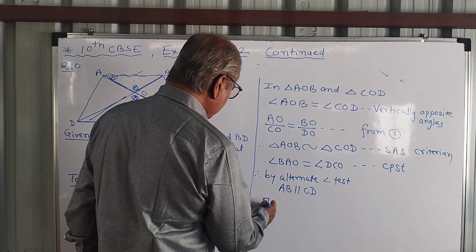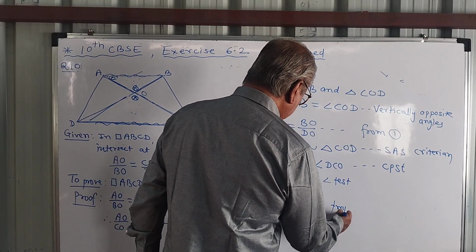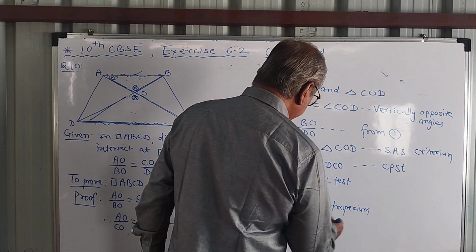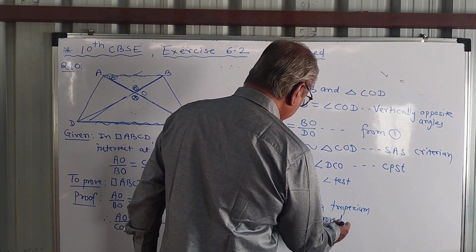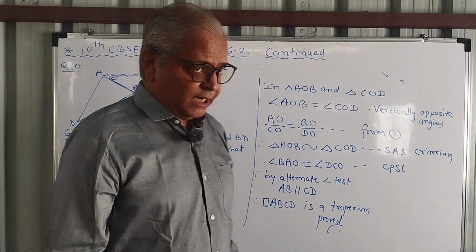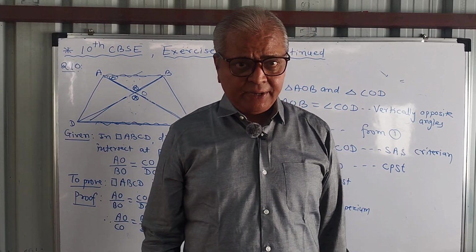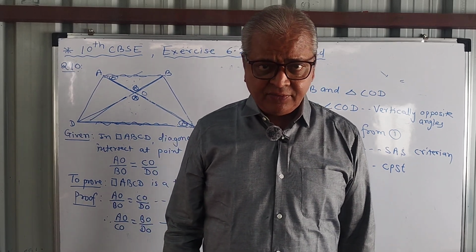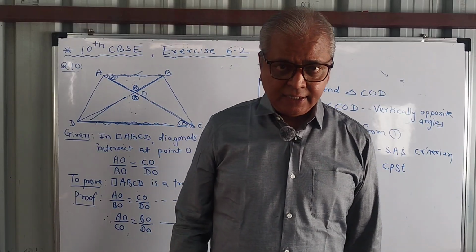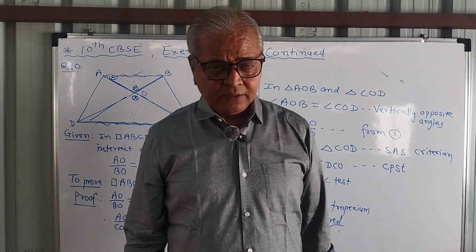Therefore, quadrilateral ABCD is a trapezium. Hence proved. So this is how we have finished exercise 6.2. Before going to exercise 6.3, we need to learn about similarity of triangles, some criteria for similarity of triangles. We will study those criteria first in one video, and then in the next video we will start exercise 6.3, which is the last exercise of this lesson.